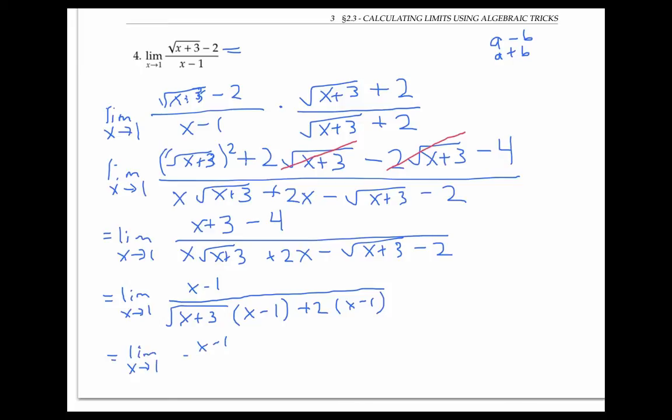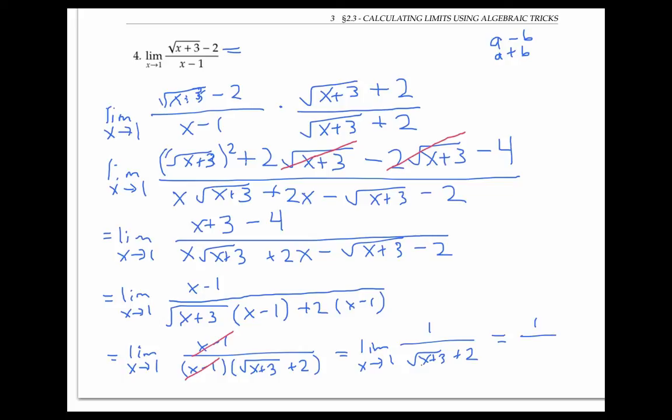So now I've got an x minus 1 on the top, and if I factor out the x minus 1 from each of these two expressions, I'm going to have an x minus 1 on the bottom times the square root of x plus 3 plus 2. Now, for x values near 1 but not equal to 1, I can cancel those, and my limit simplifies to just 1 over square root of x plus 3 plus 2. Plugging in 1, I get a 1 on the numerator and square root of 4, which is 2, plus 2, 4 on the denominator, and we have calculated this limit.